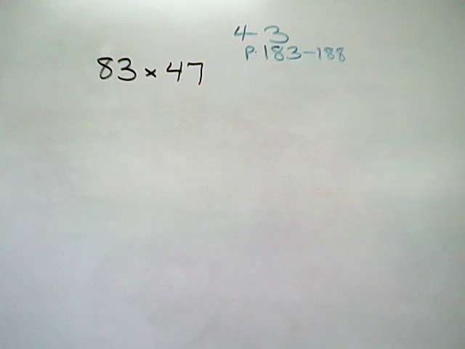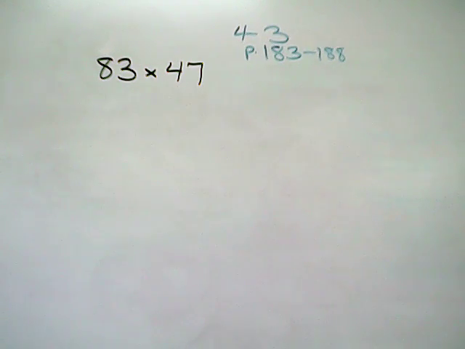Section 4-3 is on pages 183 to 188, and it deals with using rounding to estimate a double-digit multiplication problem. There are times when you're not going to need an exact answer to a double-digit or triple or quadruple-digit multiplication problem. You can use rounding to help you estimate, to get an answer that's close to the exact answer, but it's not the exact answer itself.